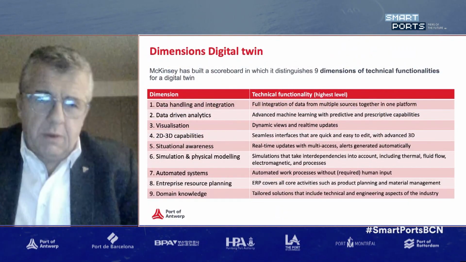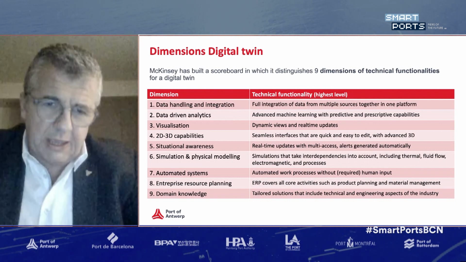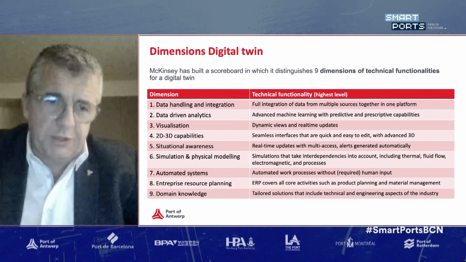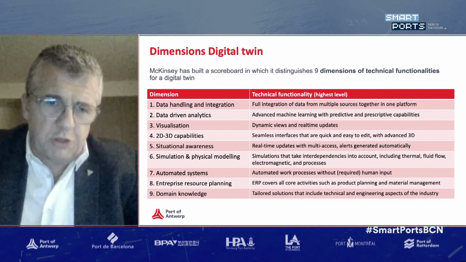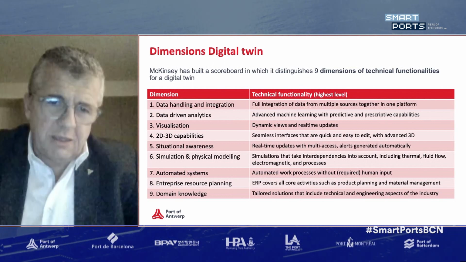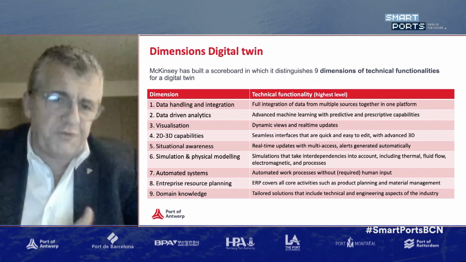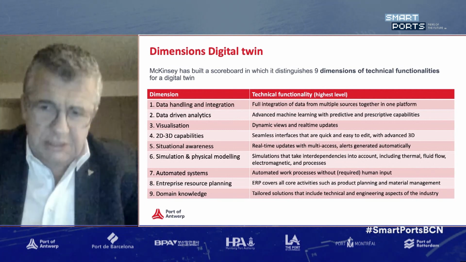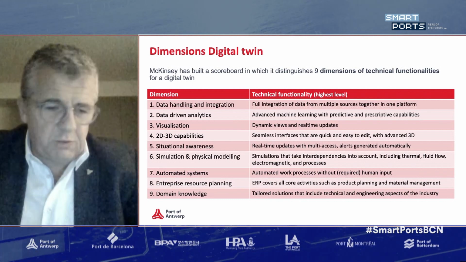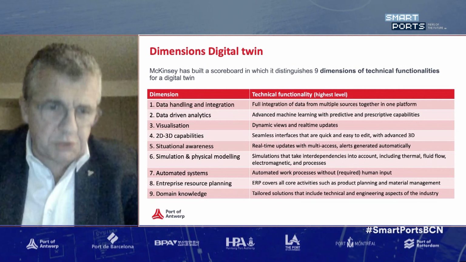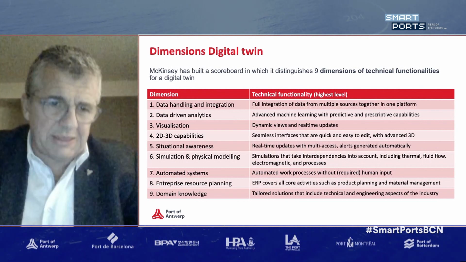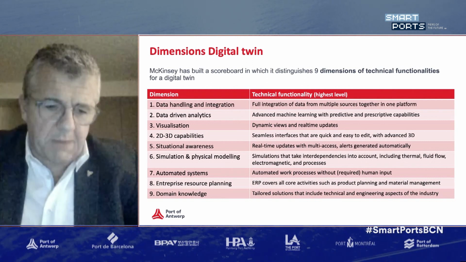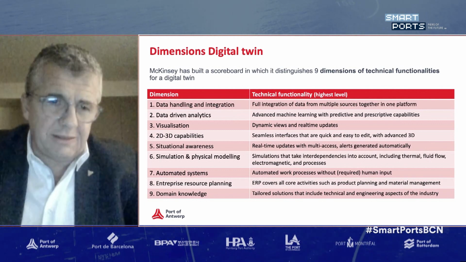So just as a small intermezzo, and I think Uli has mentioned already several of these, what are the different dimensions you can see within a digital twin? It's based on a model, a scoreboard built by McKinsey, and they distinguished 9 different dimensions of technical functionalities. It's all about data, and digital twins. If you don't have any data, and we talk about massive amounts of data, it doesn't work. So having that handling and analytics, I think it's great to see that artificial intelligence and data analytics is becoming more and more advanced to be able to handle these large amounts of data.